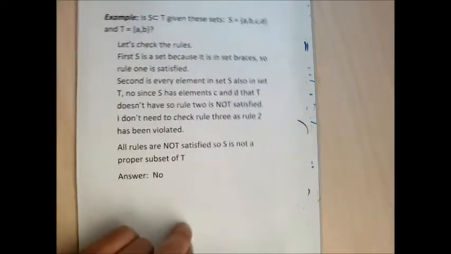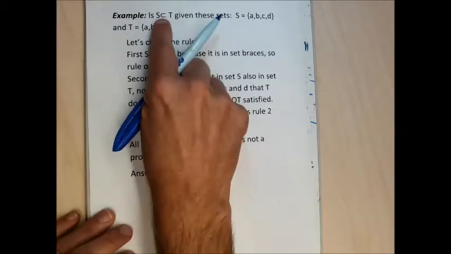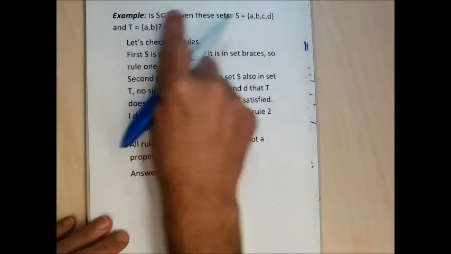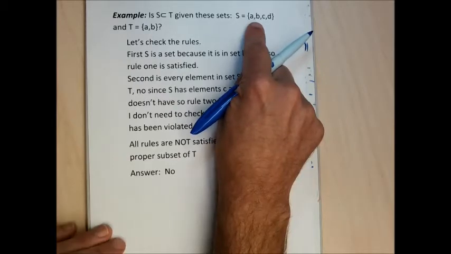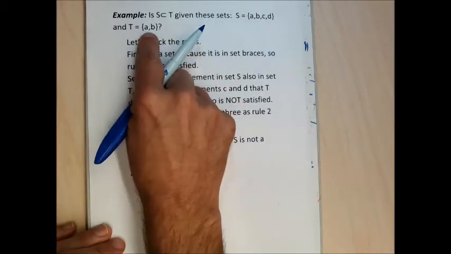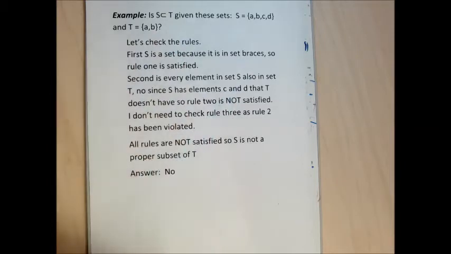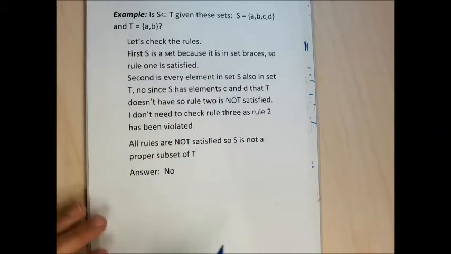So let's look at a couple more sets. Is S a proper subset of T given S has the elements A, B, C, and D, and T is a set that contains A and B? So there's three rules that we need to check, and if the answer to any of the three rules is no, then I'm done, and the answer to this whole question is this is not a proper subset.